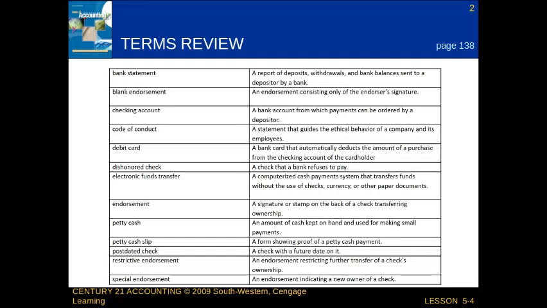Petty cash is an amount of cash kept on hand and used for making small payments. A petty cash slip is a form showing proof of a petty cash payment. A post-dated check is a check with a future date on it. A restrictive endorsement is an endorsement restricting further transfer of a check's ownership. And finally, a special endorsement is an endorsement indicating a new owner of a check.